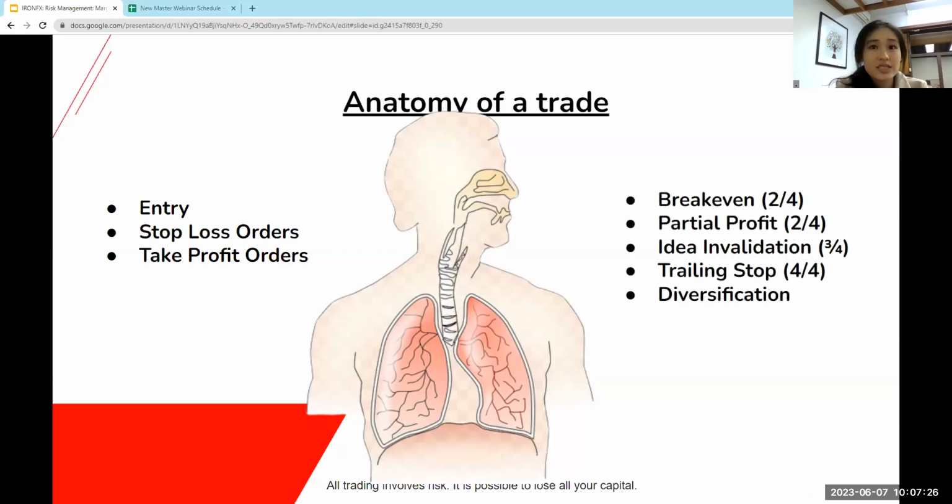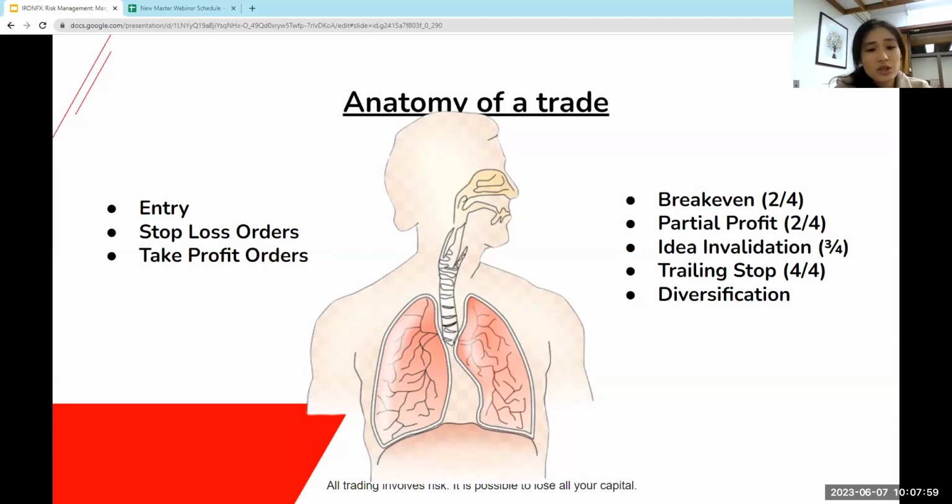Okay, so these are the other points that we'll briefly talk about in this webinar, but we'll go more in depth in our trade management series. We have break-even, partial profit, idea and validation, trailing stop loss, and diversification. Trade management basically refers to the process of managing open trades in the financial markets to maximize returns and minimize risk. So here are some common trade management strategies for beginners.